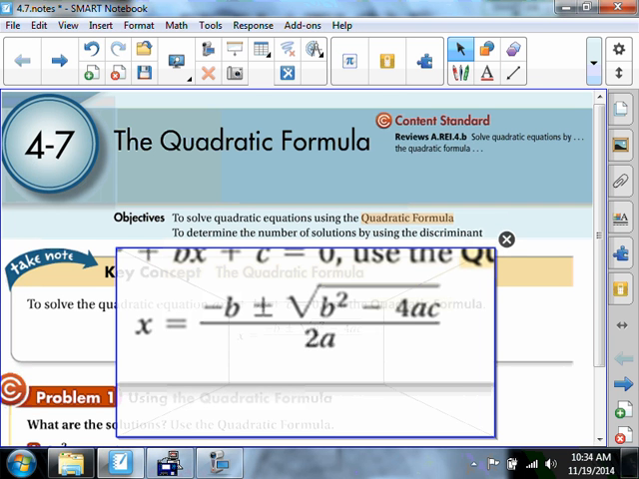So plus or minus, and then there's a big radical. Notice that there's a lot of stuff under the radical. The b squared's under it, so's the minus, so's the 4, so's the a, and so's the c. And then notice how big the fraction bar is. Everything's over 2a. Everything is over 2a. So that's the formula. Hopefully you had a minute to write that down.